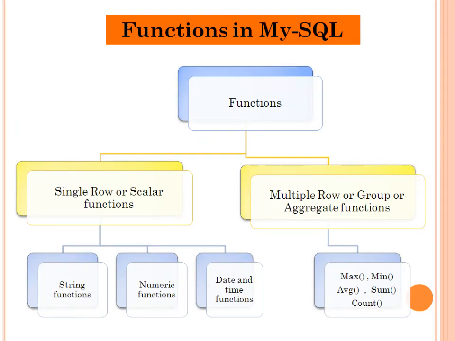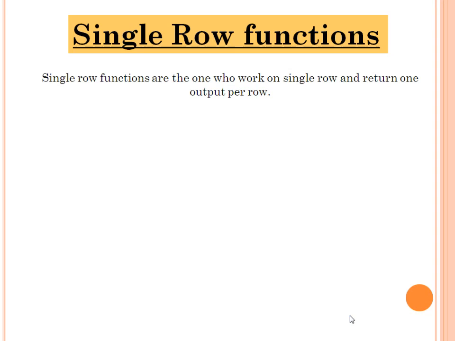Single row functions are of three types: string, numeric, and date and time functions. And the five aggregate functions are max, min, average, sum and count. These are the aggregate functions which you have studied in class 12th only. Next is single row functions. These functions work on a single row and always return only one output.